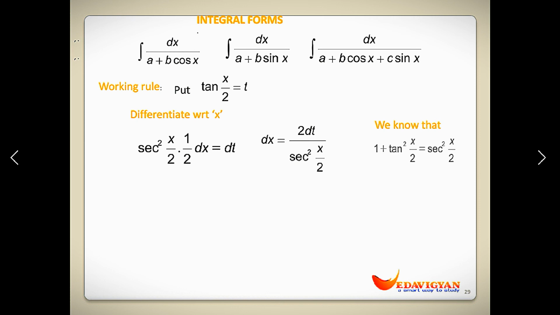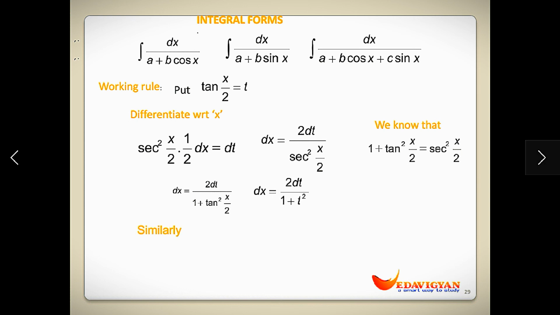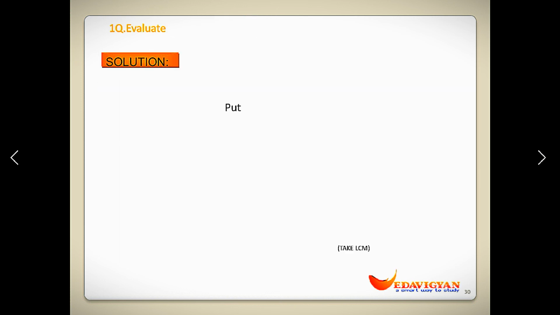We have the formula here. We know that 1 plus tan square x by 2 is equal to secant square x by 2. This value is substituted in the denominator of dx, where tan x by 2 is t. Finally dx is equal to 2 dt by 1 plus t square. Similarly, sin x is equal to 2t by 1 plus t square, and cos x is equal to 1 minus t square by 1 plus t square.